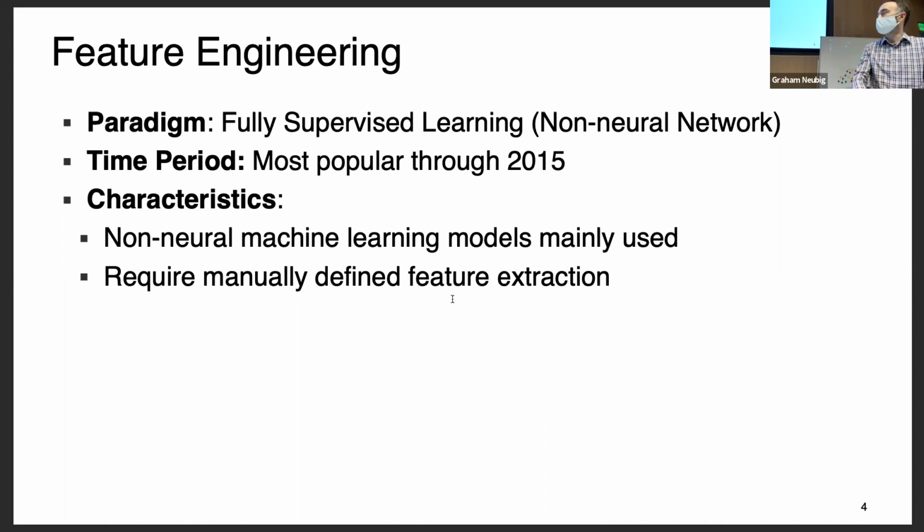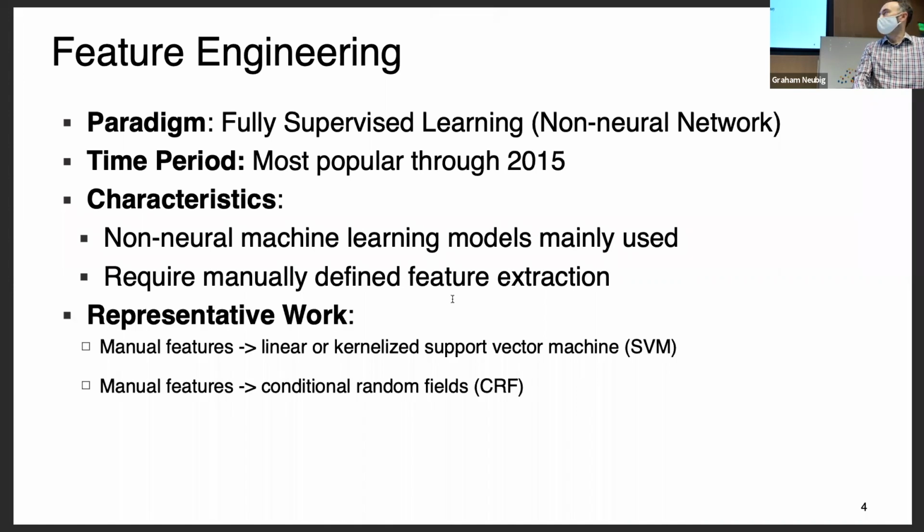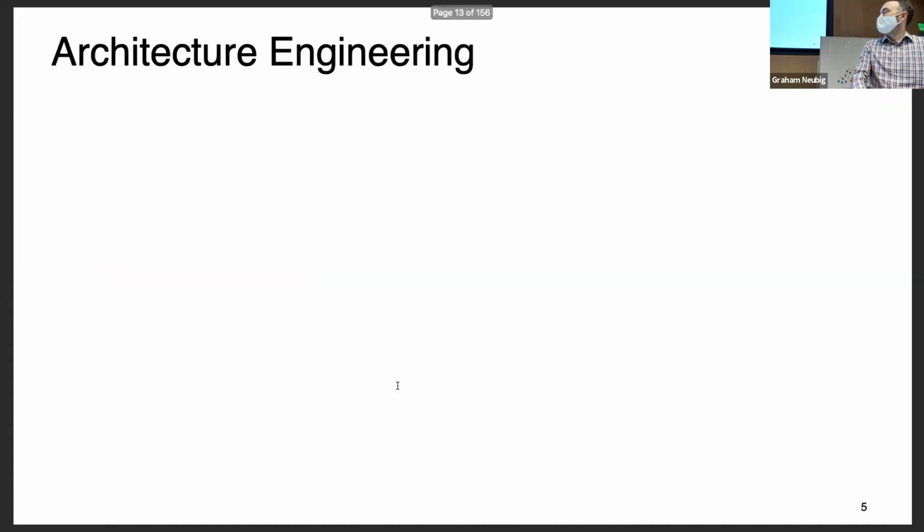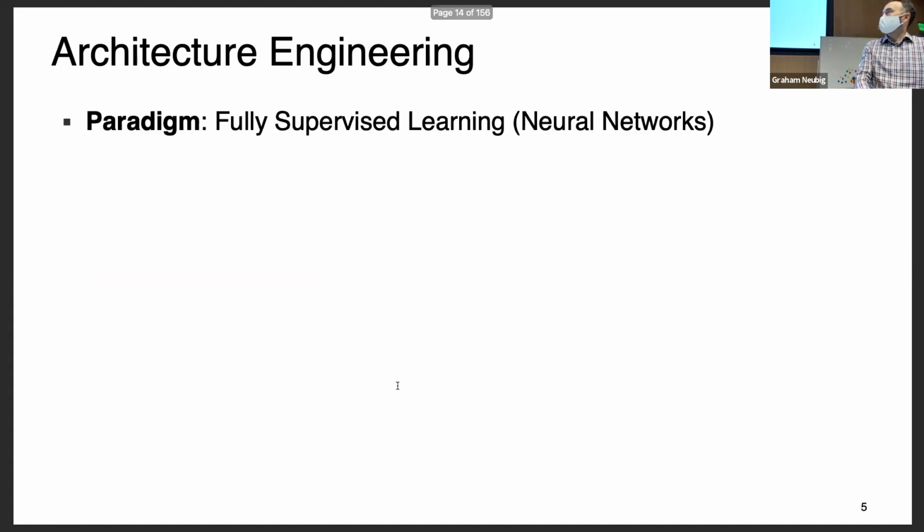After we extracted all of these manual features, we would feed them into something like a support vector machine or a naive Bayes model or something like this. Or conditional random fields if you were doing something like sequence labeling. I'm probably going to talk about these maybe next time. Then after that, the next paradigm is architecture engineering.